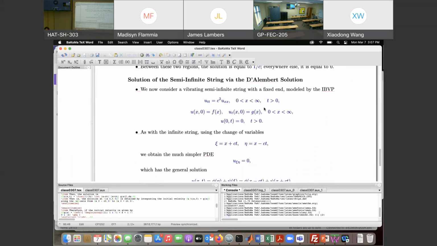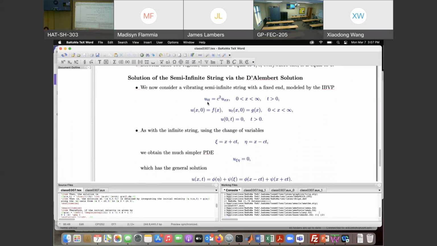All right, now we're going to look at the semi-infinite string. So same PDE, except now we're on the domain 0 to infinity. And now we have our general initial data. And then we have a boundary condition. In this case, u of 0, t is 0. So it's a type 1 boundary condition imposed at x equals 0.